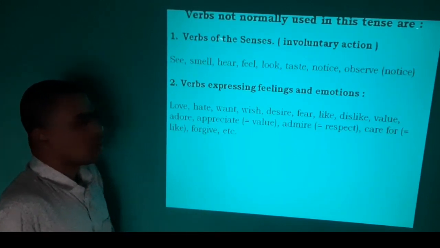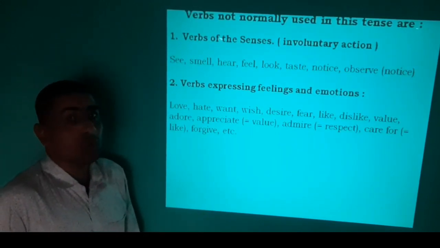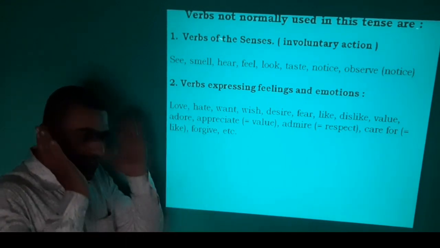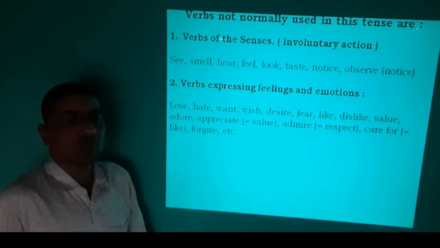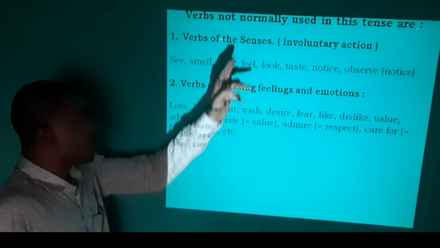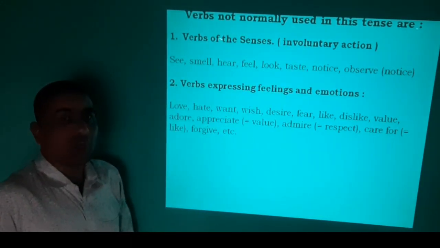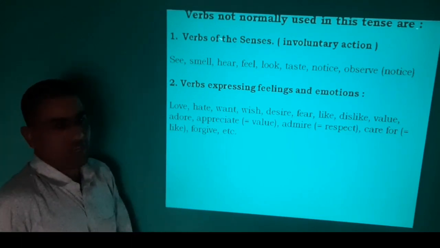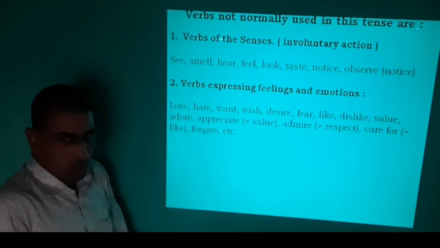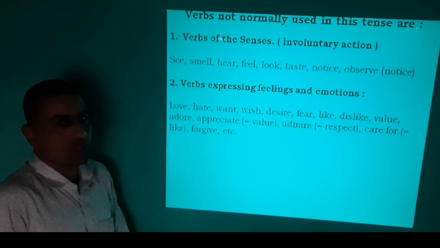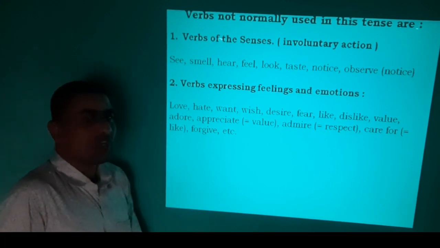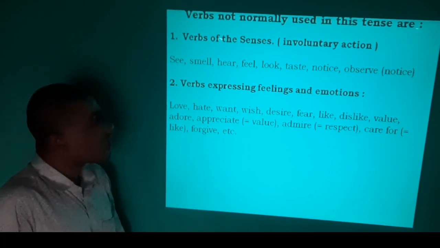Next, there are certain verbs which we don't use in the continuous tense. We always use them only in the simple tense or the perfect tense. If you look at verbs which are not normally used in the present continuous or present perfect continuous, these are verbs which are used only in the simple present and present perfect tense.